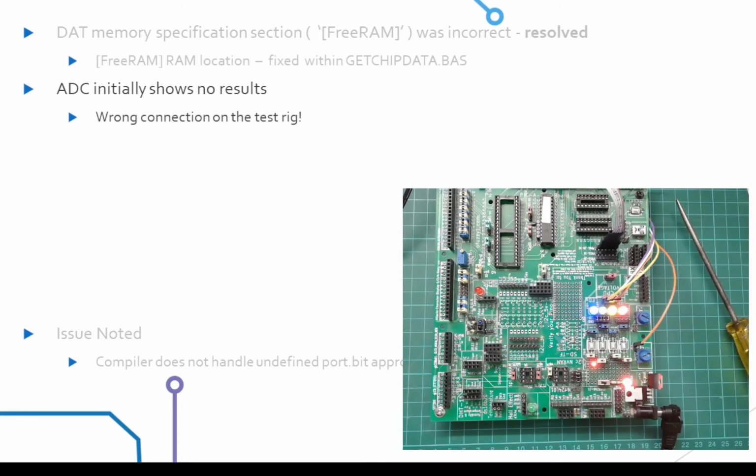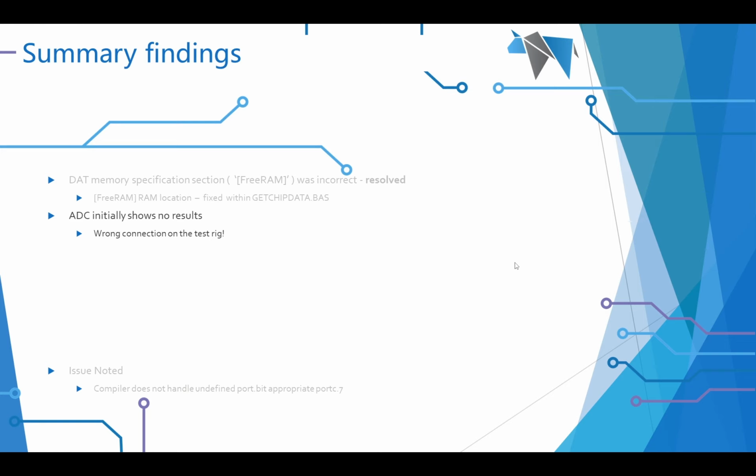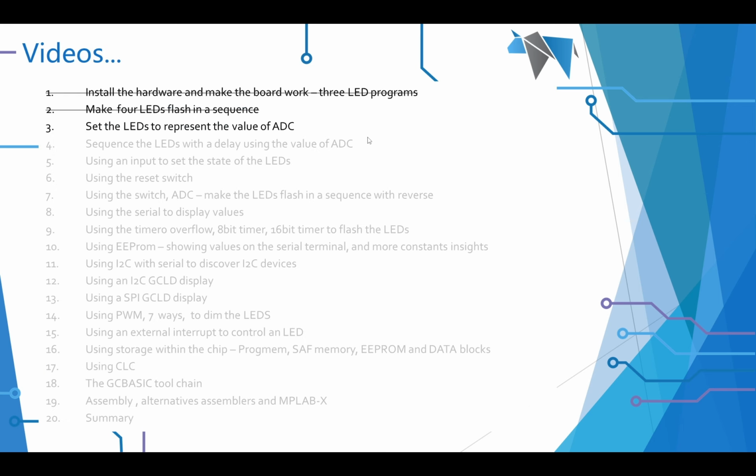There we go. So I'm going to go over and now do demonstration 3, which is all about putting LEDs. Now I'll take out all the serial stuff, and I will just do the basic test, which was, if I look at my video list here, sequence the LEDs, set the LEDs to represent the value of the ADC, and I would stop it there. So that's what I'm doing next, okay?